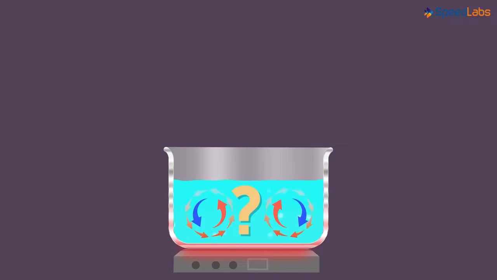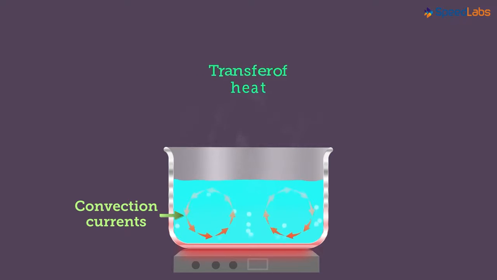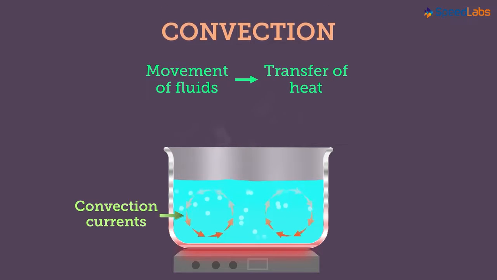What are these circular movements in fluids called? They are called the convection currents. These convection currents enable the transfer of heat through the entire water in the vessel. Such movement of water continues till the entire water in the vessel gets heated up. Now we note that the movement in fluids results in the transfer of heat. The transfer of heat which takes place due to movement of fluids is called convection.